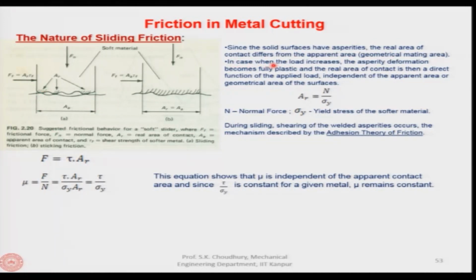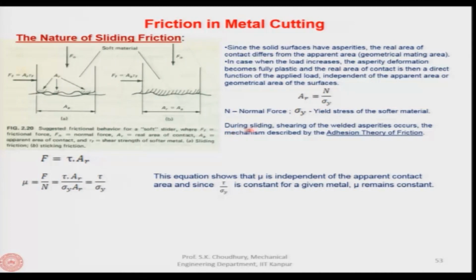In case the load increases, the asperity deformation becomes fully plastic. This is the normal load that we are talking about, and the real area of contact is then a direct function of the applied load. So, when the force is increasing, we can write that the real area of contact is equal to N by sigma y, where sigma y is the yield stress of the softer material. You understand that area is equal to force by stress; here it is a normal stress.